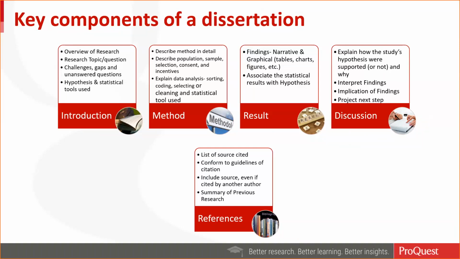Okay, so this is a general set of key components of a dissertation. It depends on the subject of your research, the university's preferences, and your advisor's preferences, but these are basically the key components. You have an introduction where you talk about the research topic, questions, challenges, the gaps, the unanswered questions, the hypotheses and the statistics used, and so on.